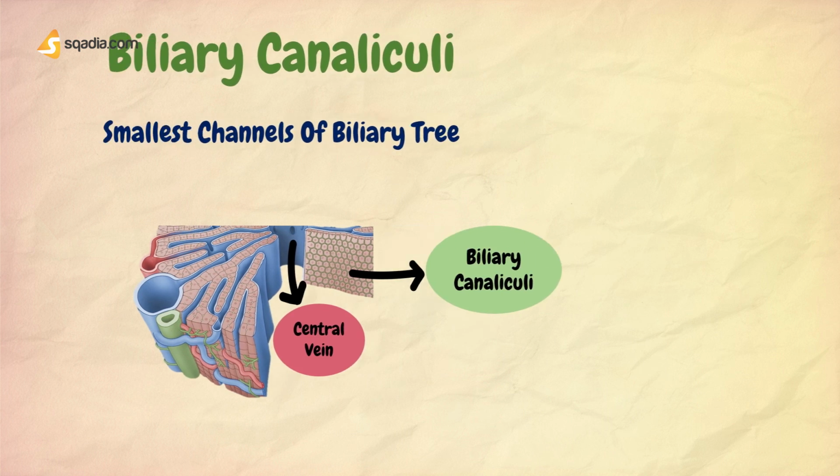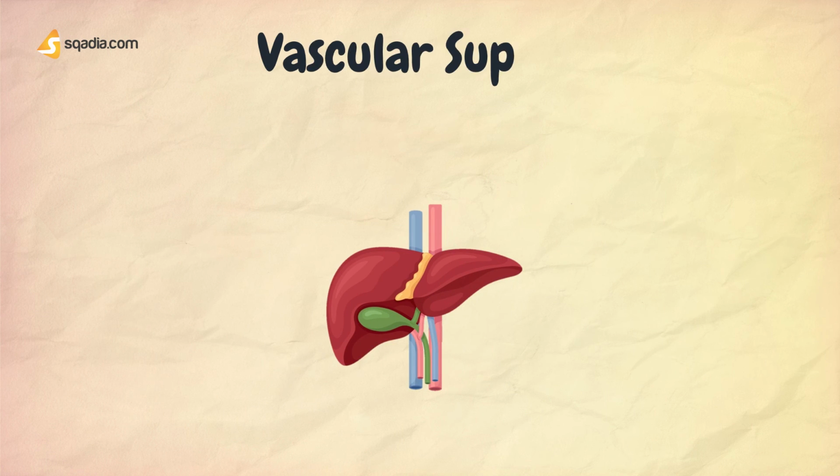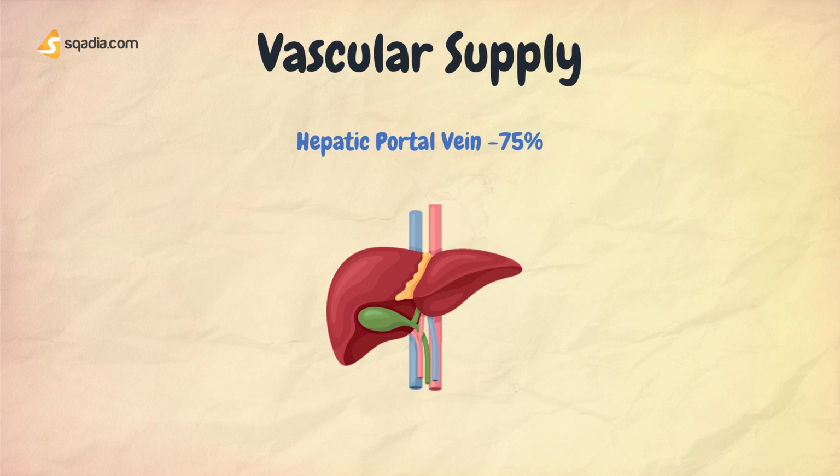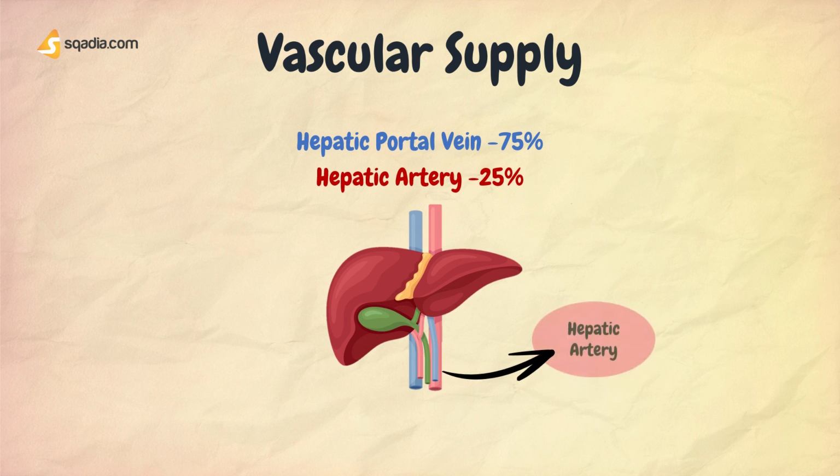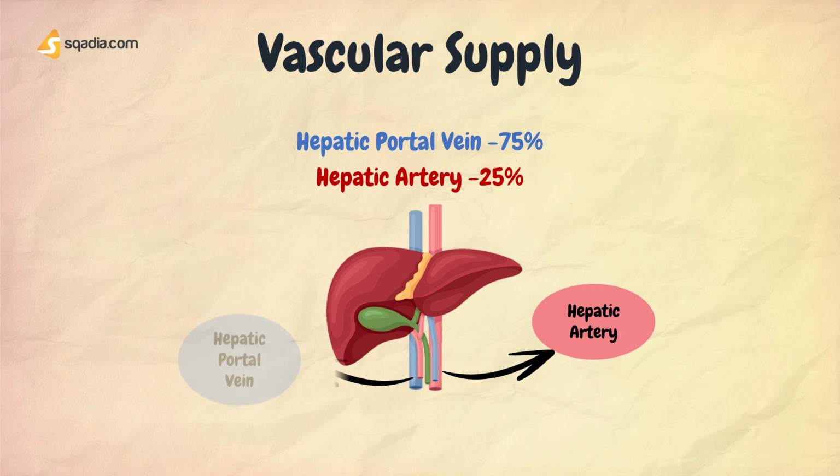Making our way towards the end, let's take a look at the vascular supply of the liver. We can see that the major portion comprises the hepatic portal vein, contributing 75% of the vasculature of the liver, which carries deoxygenated blood from the spleen, pancreas, and the intestines. Then we have the hepatic artery, which contributes 25% of the vasculature and brings oxygenated blood to the liver. So that was all for today.